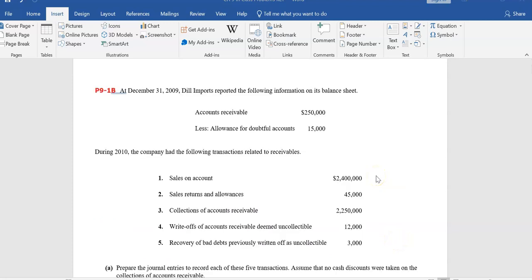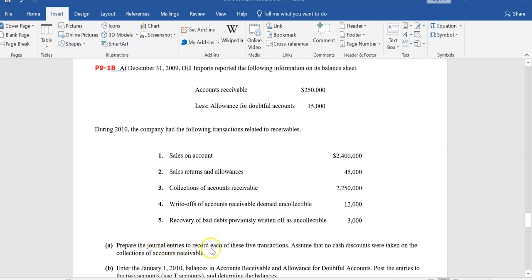All right, last problem here, kind of bring everything together. It's the end of 2009, December 31st. Dill Imports reports the following information on its balance sheet: its current balance in receivables and its current allowance for doubtful accounts. During 2010, so after 2009, the company had the following transactions related to receivables. They want us to prepare the journal entries to record each of these 5 transactions. Assume that no cash discounts were taken on the collection of the receivables.